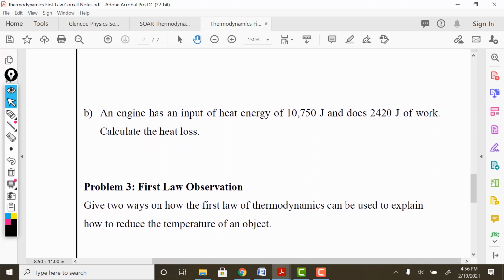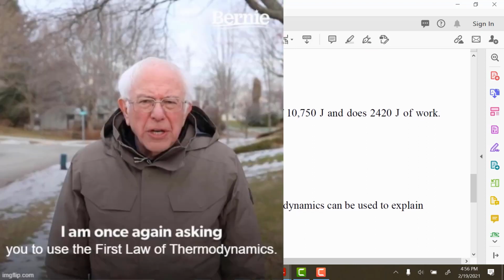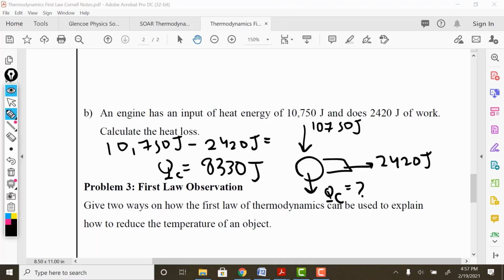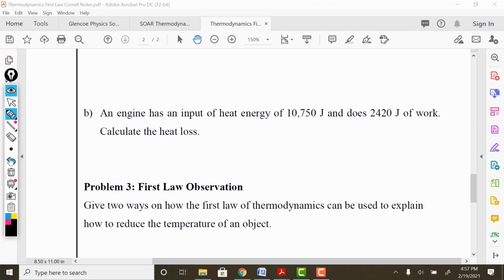Part B. I would like you to try this out. So go ahead and pause me. Try it out. So once again, we have a very similar setup. We have 10,750 joules coming in as input. It pumps out 2,420 joules of work. The way to solve these problems, folks, is to always draw a picture. See where the energies are going. See where the heat is going. See what goes where. See what's missing. Allow arithmetic to do the rest for you.